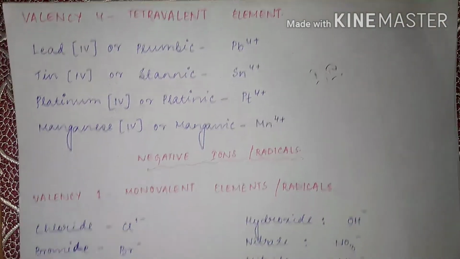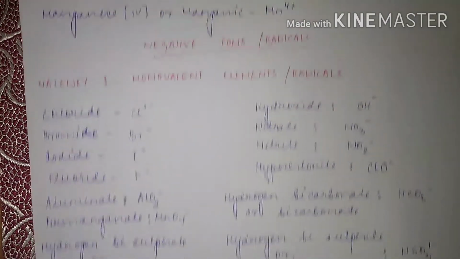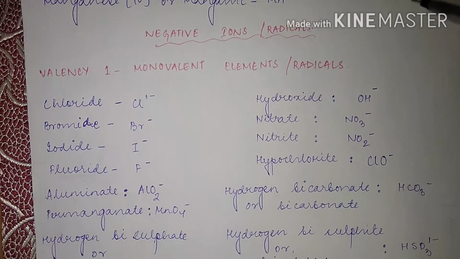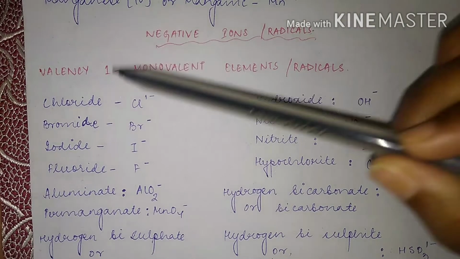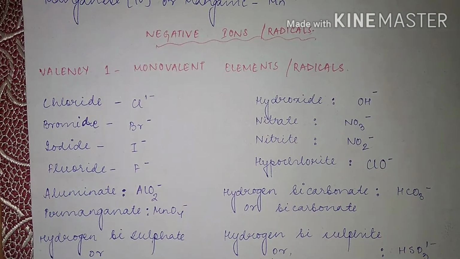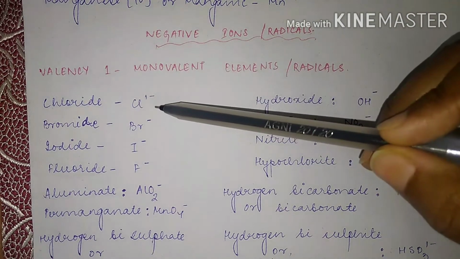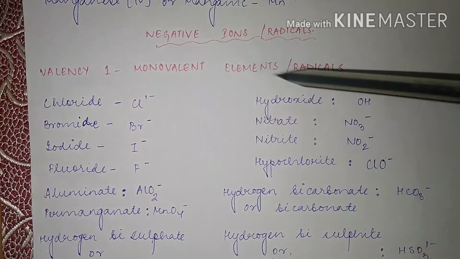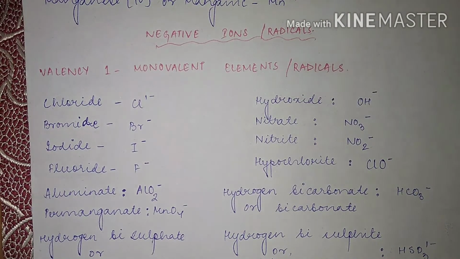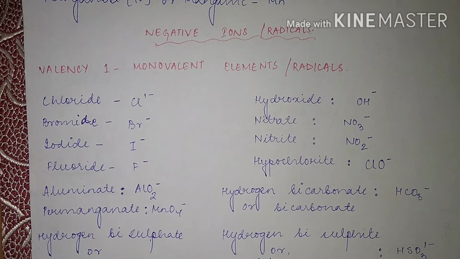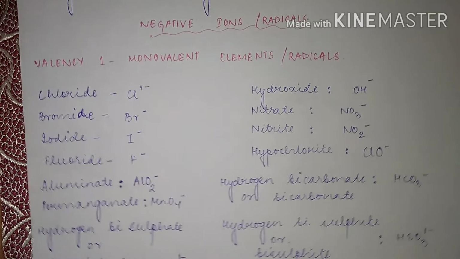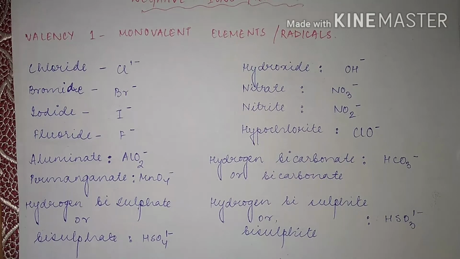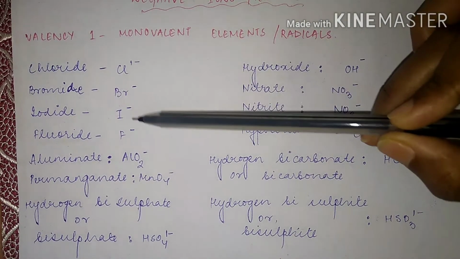Okay, not 3. Next we move on to the negative ions or radicals, and we start off with valency 1, monovalent elements or radicals. We have chloride, Cl-, anions. Anions are the species with negative charge, and cations are the ones with positive charge. We had already discussed the cations. Now we will discuss the anions, in which the first comes chloride 1-, bromide, iodide, fluoride, all with a negative charge.